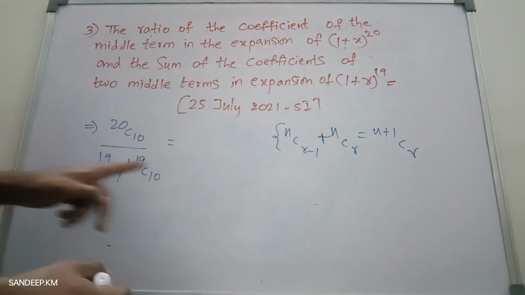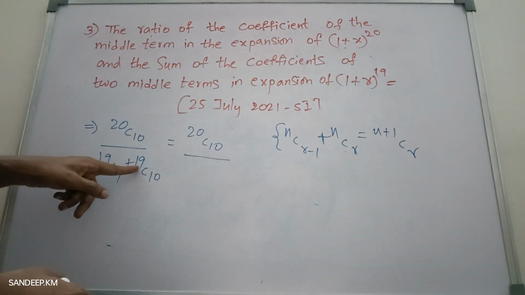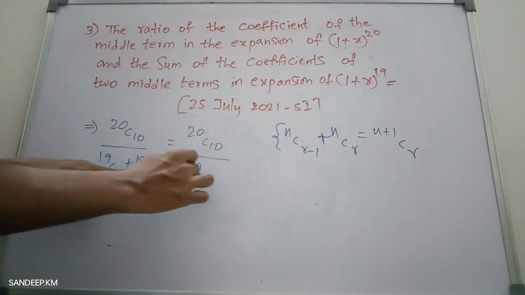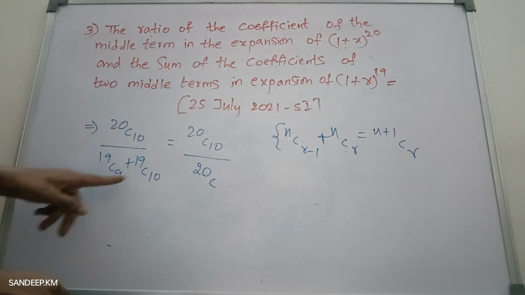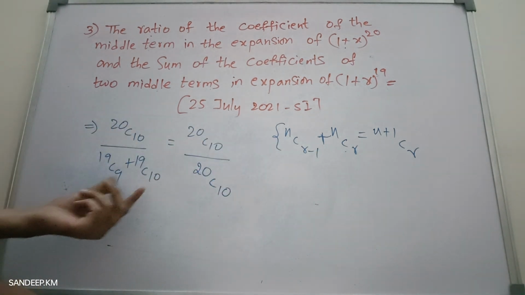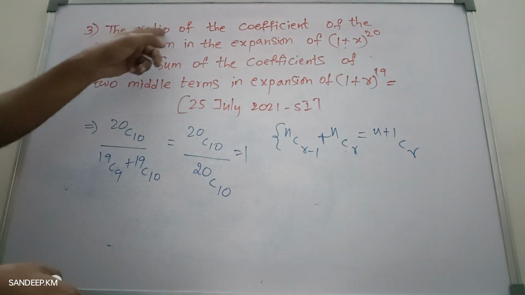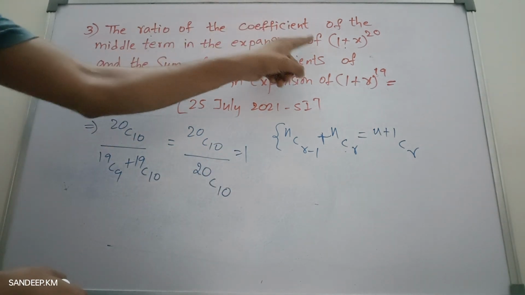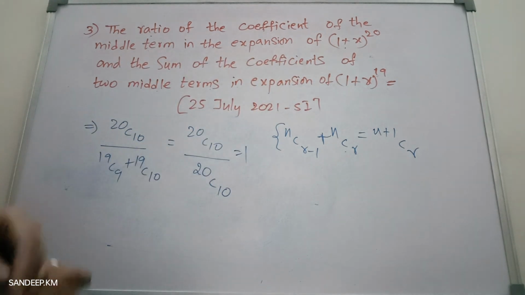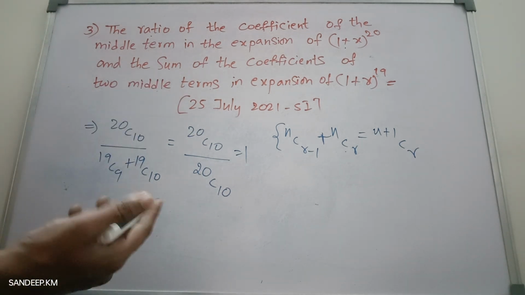So if you apply this formula here in the denominator, 20C10 divided by 19 and 19, both are same, and this is younger and this is elder, correct or not? So 19 and 19 becomes 20. C, who is the elder in 9 and 10? Obviously 10 is elder, correct or not? I applied this formula in the denominator and I got this. Both are same, the answer is 1. So therefore the ratio of the coefficient of the middle term here and the sum of the coefficients of the middle terms here is equal to 1. It's a very simple question and it was given in the 2021 July shift 1 paper.